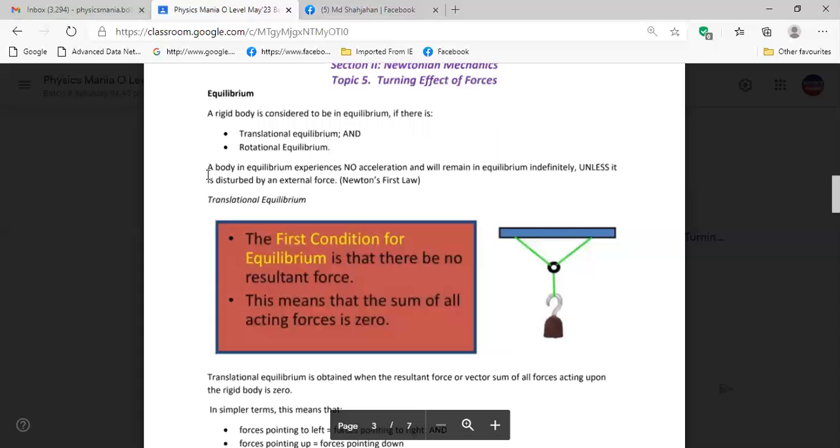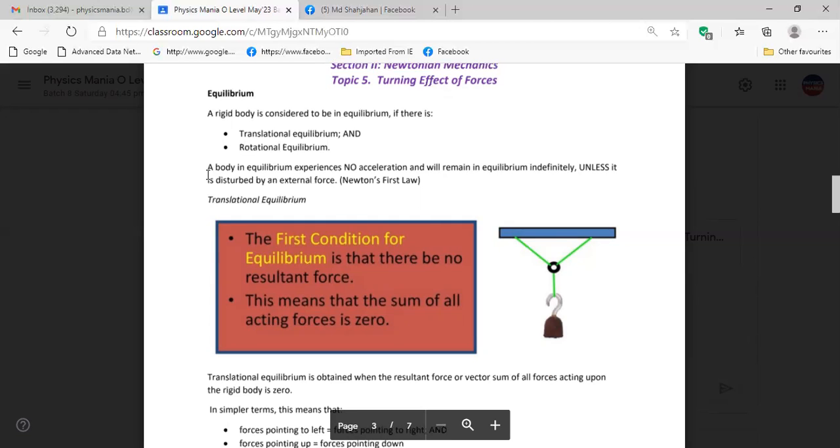Okay, equilibrium. Balance, right? A rigid body is considered to be in equilibrium if there is translational equilibrium and rotational equilibrium. So what are these two? A body in equilibrium experiences no acceleration and will remain in equilibrium indefinitely unless it is disturbed by an external force. Newton's first law.